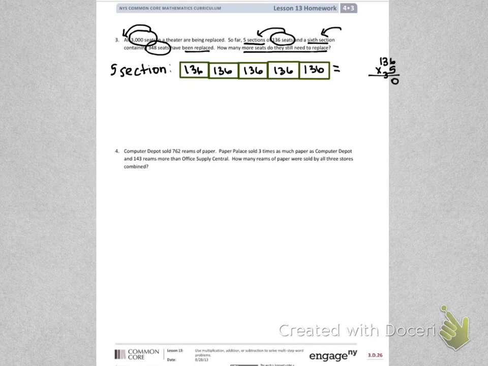6 times 5 is 30. 5 times 3 is 15. Plus 3 more 10s is going to be 18. I used that one. 5 times 1 is 5. Plus 1 makes 6. So that's a total of 680 seats.